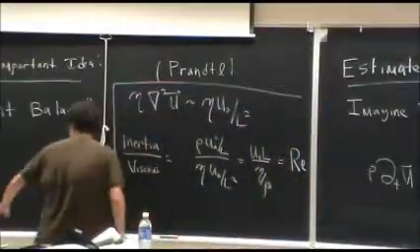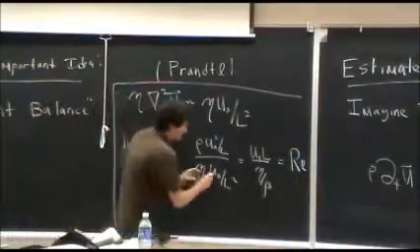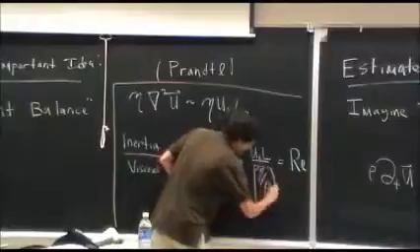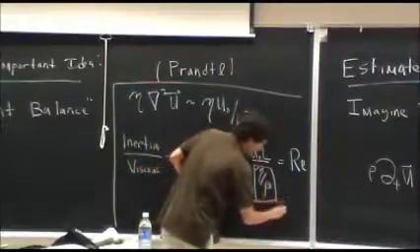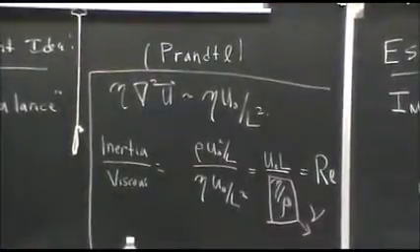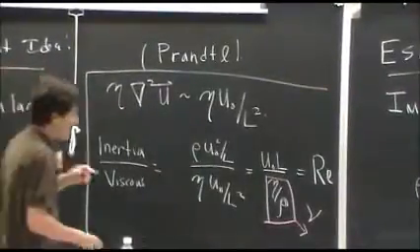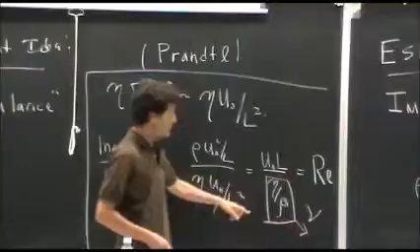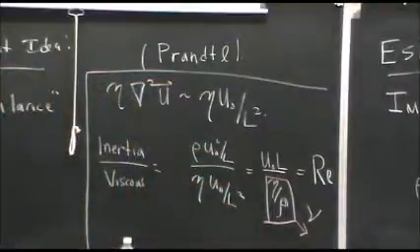It's so important. This quantity, eta over rho, is called nu. It's what people call the kinematic viscosity. It has the dimensions of a diffusion constant. And the Reynolds number is the number that differentiates between the sizes of inertial terms and viscous terms.